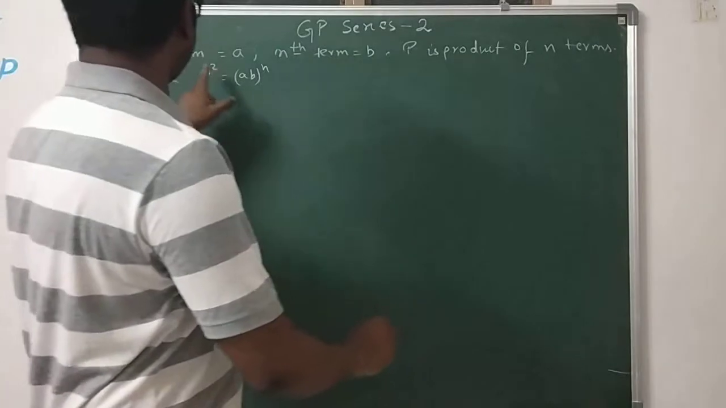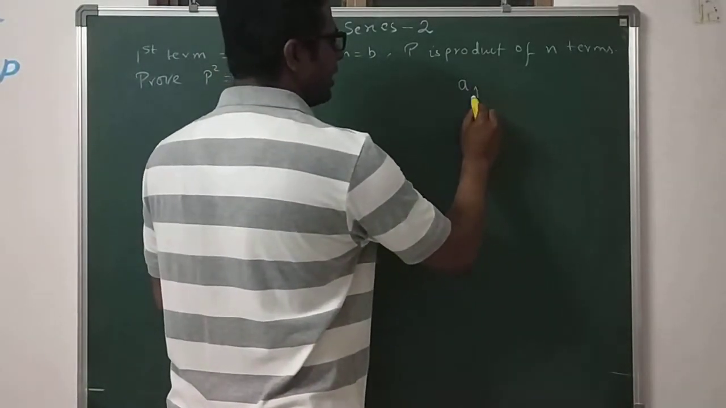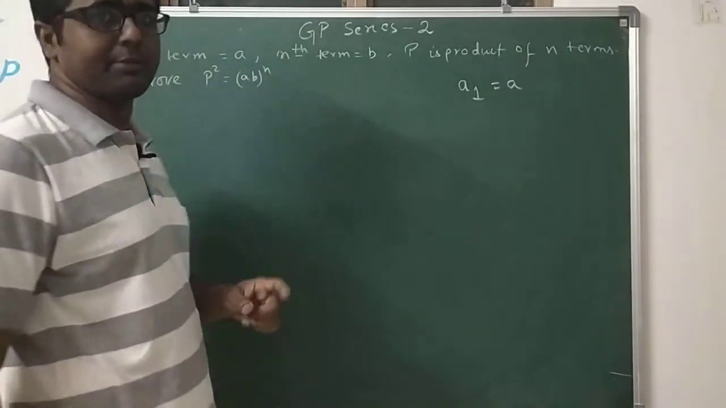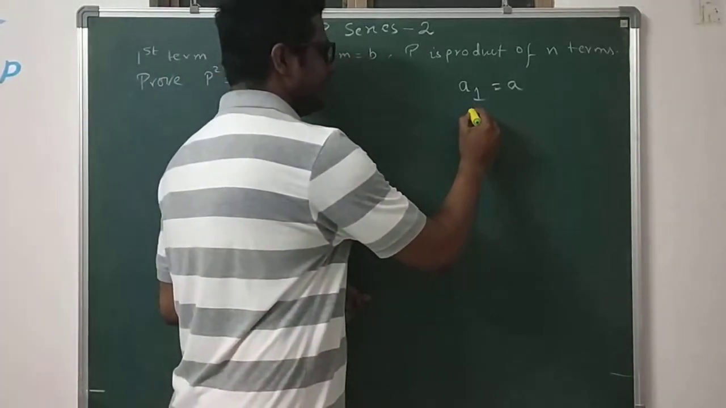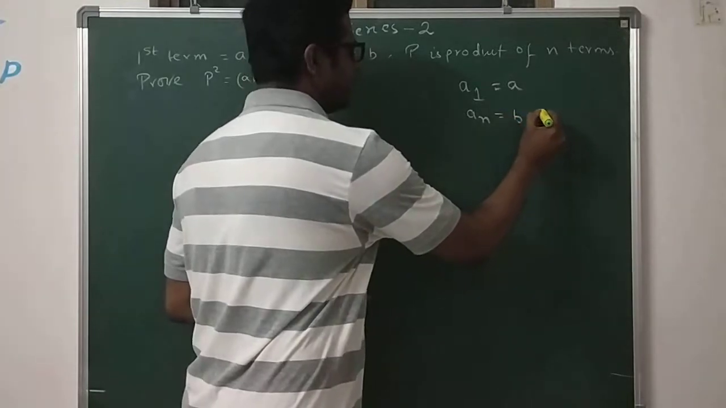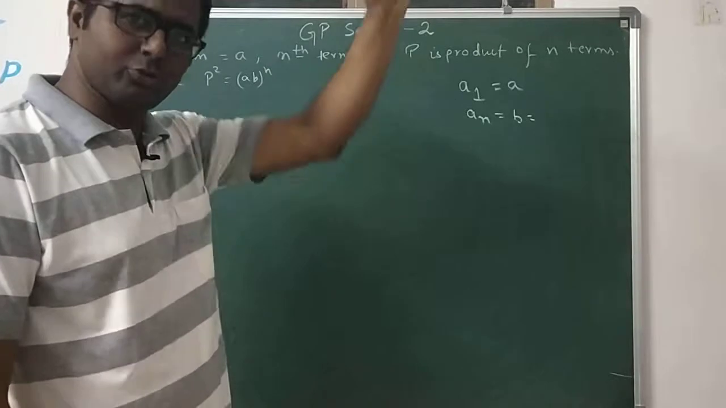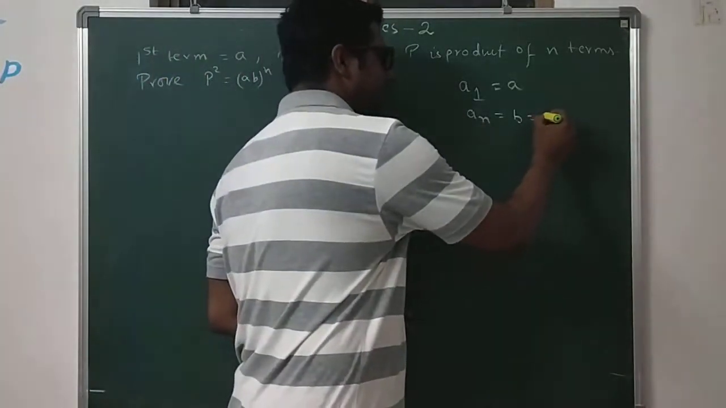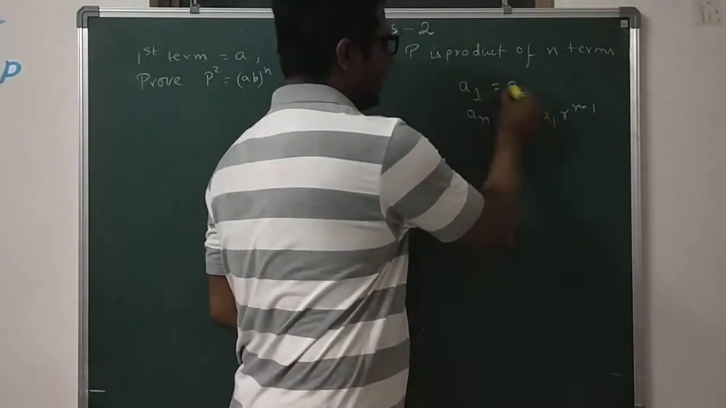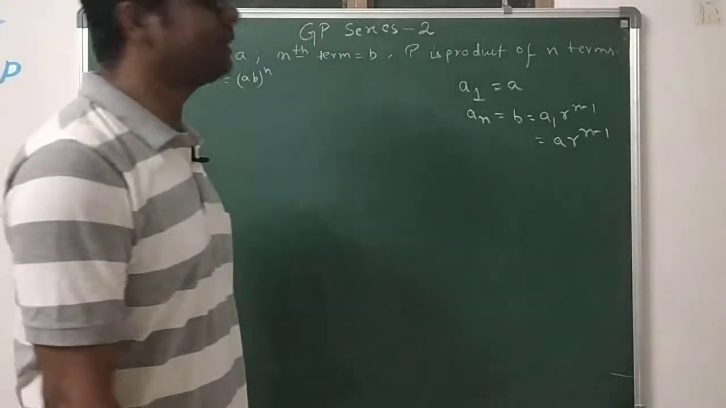Let us solve this one in a systematic, mechanical fashion. What is given to me? The first term is A, so I will write A1 is given as A. What is given to me as the nth term? It is B, so I will write An is equal to B. So can I relate now? What is An? It is the first term times r to the power n minus 1. So An is always A1 r to the power n minus 1. Now A1 is A, so I can write A r to the power n minus 1. This was simple, isn't it?